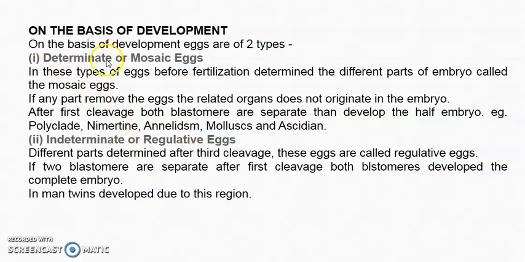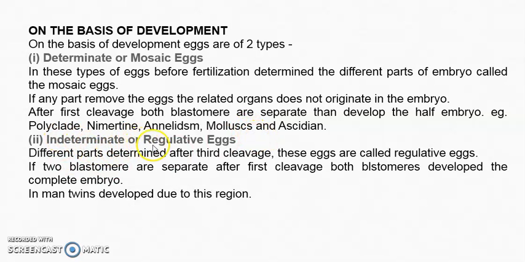Now the eggs on the basis of development: determinate and indeterminate. Determinate eggs are called mosaic eggs. These are eggs that before fertilization can determine the different parts of the embryo, which means that different portions of the egg already know their fate, into which organ they have to develop. Such eggs are present in protostomes, all the phyla of protostomes, except the chordates, hemichordates, and echinoderms.